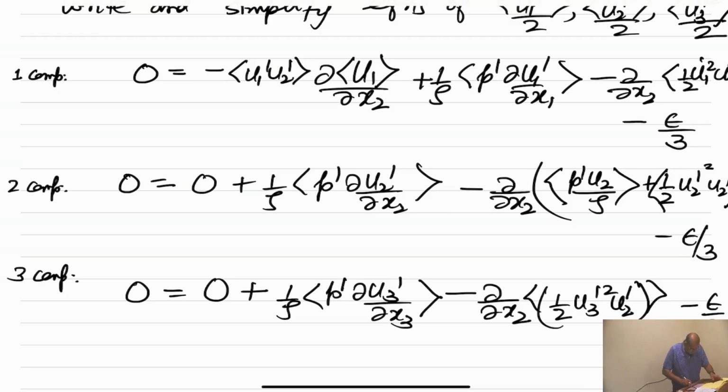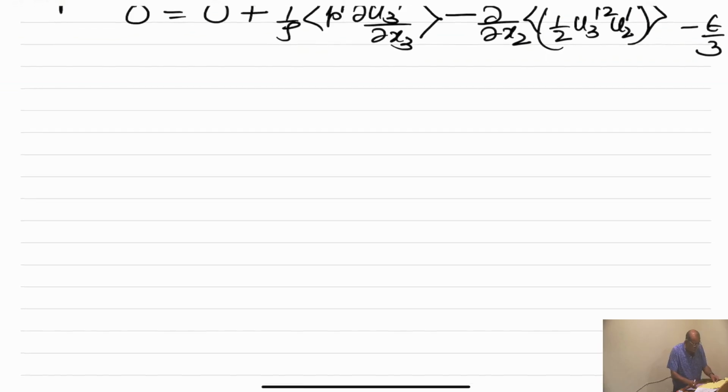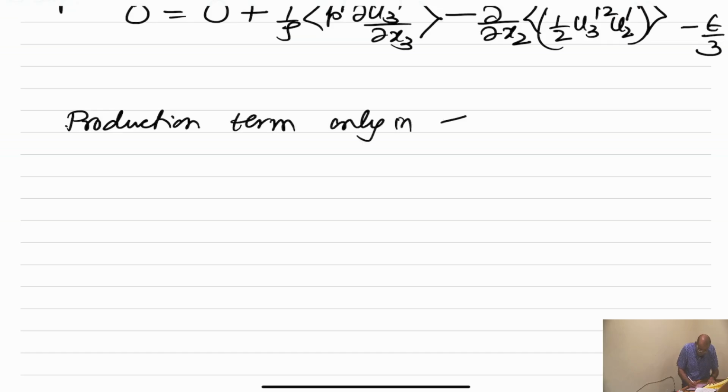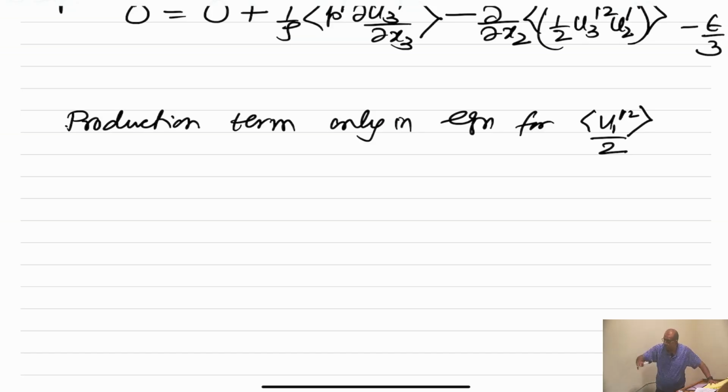So from here what we observe is that the production term is only in the equation for u1 prime square by 2, because S1,3 and S2,3 are 0. So there is no production term there, what we called as production. But what we also realize is the mean of P prime du1 prime by dx1.